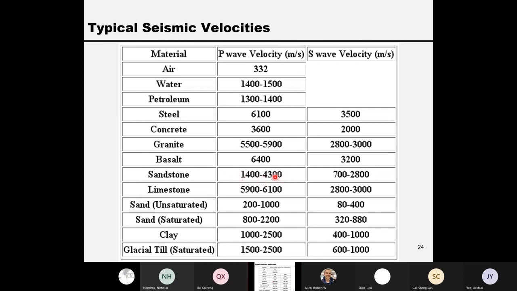However, sandstone usually has a velocity smaller than the surrounding layer. So that's very important: velocity is a very important parameter for us to detect sand channels formed in the sedimentary layer. So that's a very useful technology, okay?